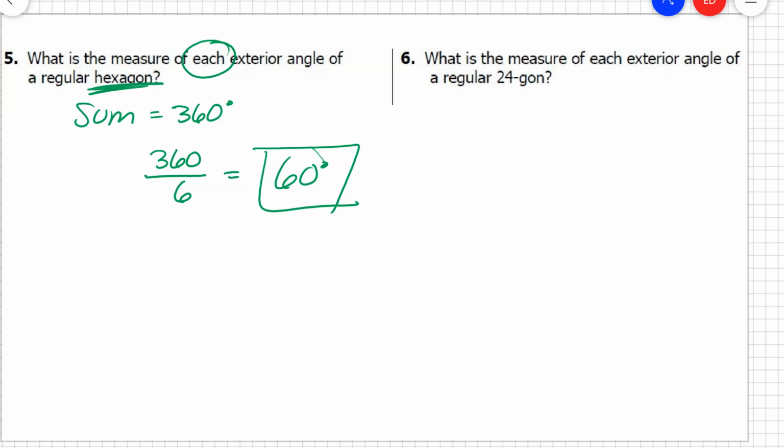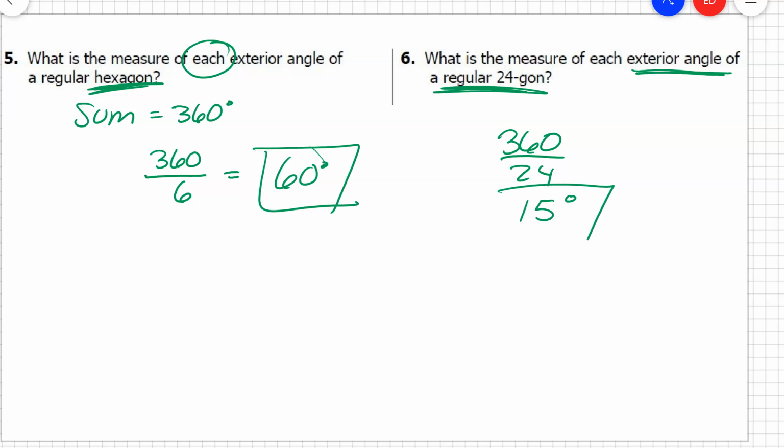Okay, so what's the measure of each exterior angle of a regular 24-gon? So take the sum of the exterior angles and divide by 24. It's as easy as that. So 360 divided by 24, the number of sides, is going to give you 15 degrees. So each angle is 15 degrees for an exterior angle of a 24-gon.